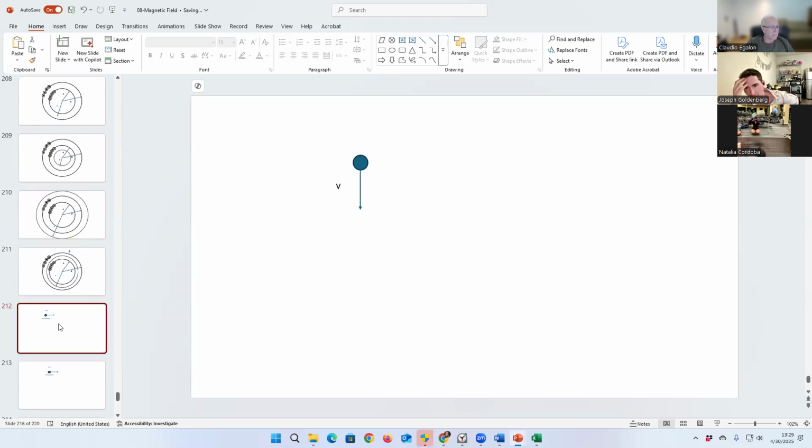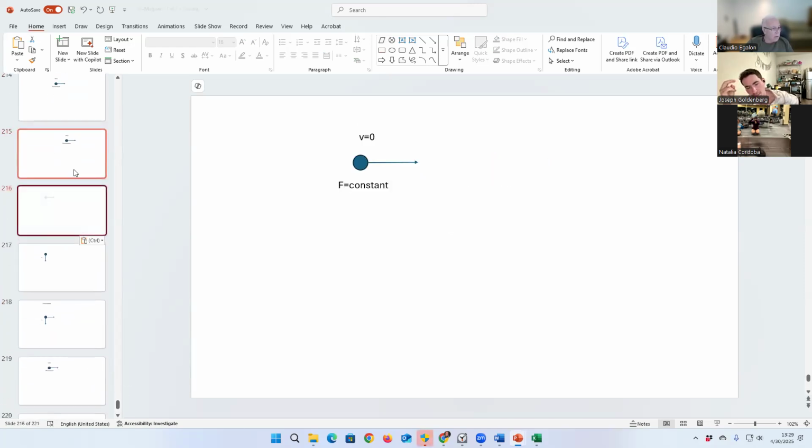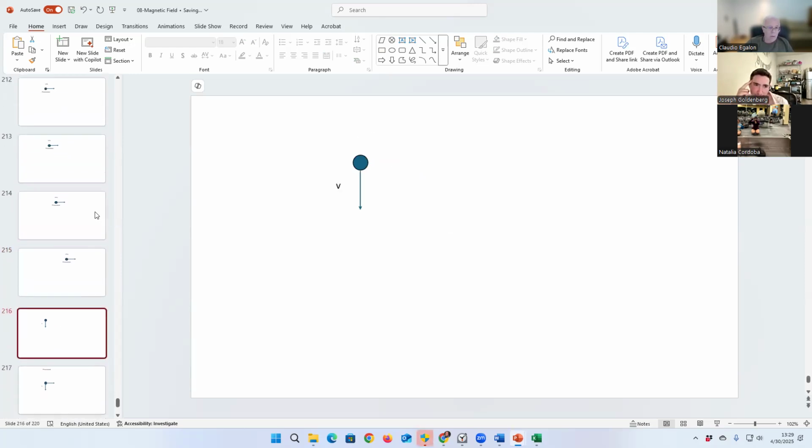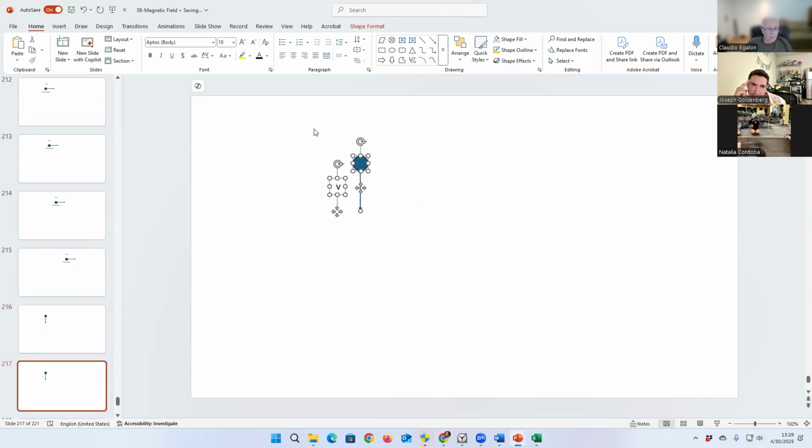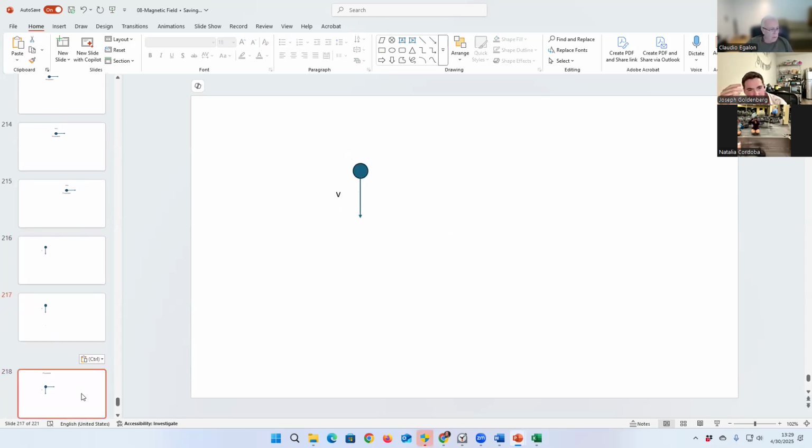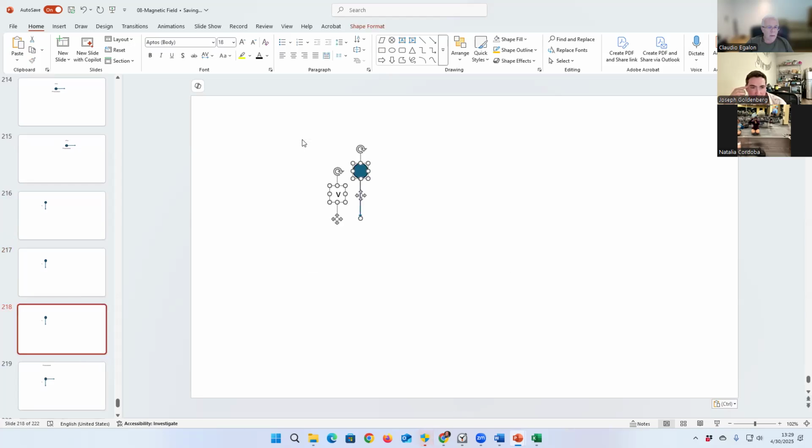Let me see if I got it right. Okay, good. No force whatsoever. So the initial position is going to be here, right? A little bit later, it's going to go down, whatever. A little bit later.